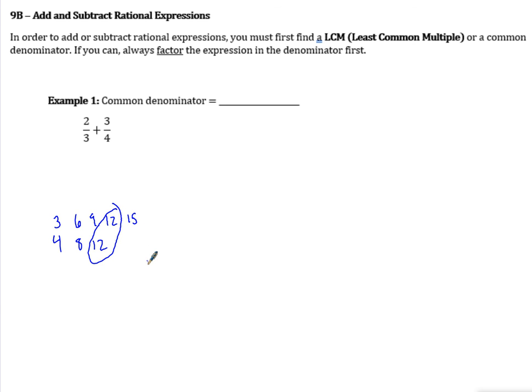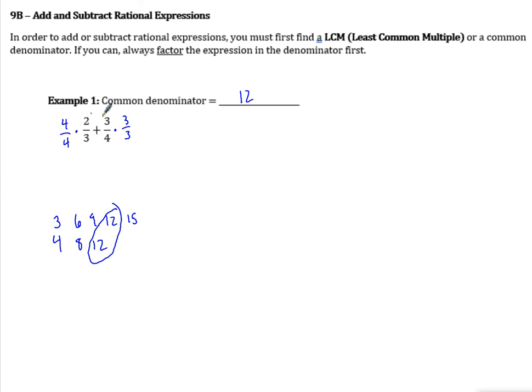I don't really care if you list them out like that. The shortcut is just to multiply them by each other. So I would multiply this fraction by 3 over 3 because there's a 3 in the denominator of this one, and this one by 4 over 4. Okay, so my common denominator here is going to be 12.